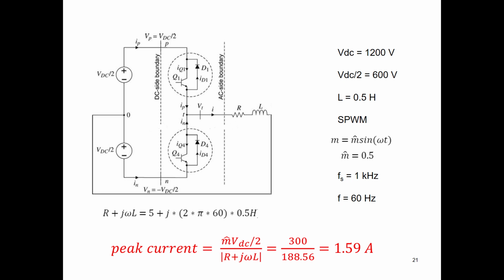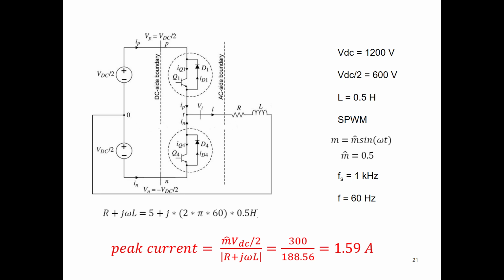I am using SPWM, sinusoidal pulse width modulation, and my maximum modulation index, the M hat, is 0.5. The switching frequency I'm using is 1 kHz and the sinusoidal frequency is 60 Hz.